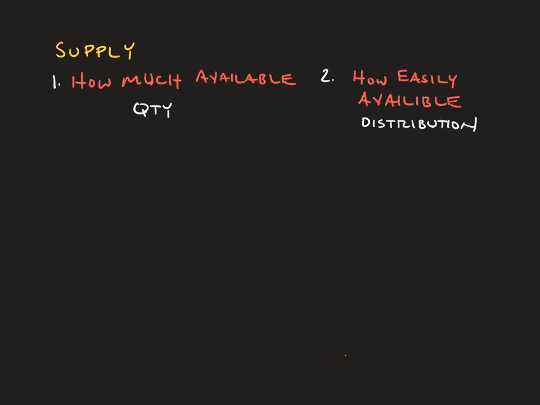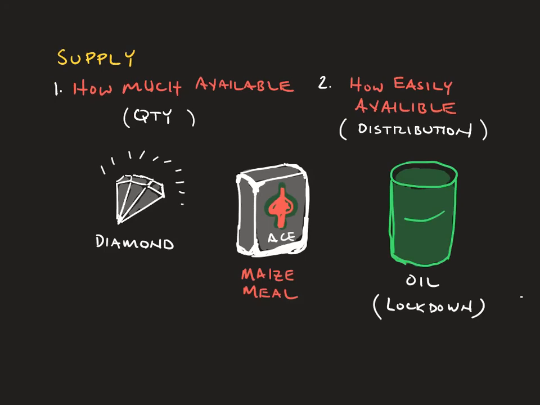Is it even for sale in certain countries like South Africa? These determine the supply of a good. Using another three products as examples, we can better understand supply.